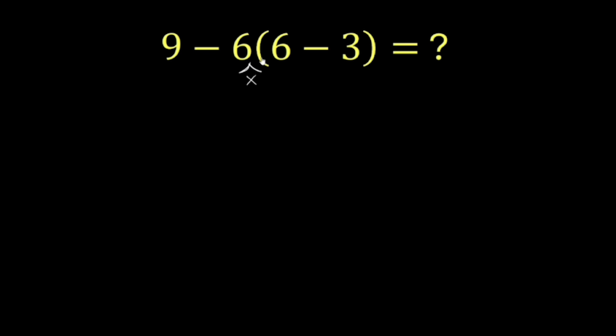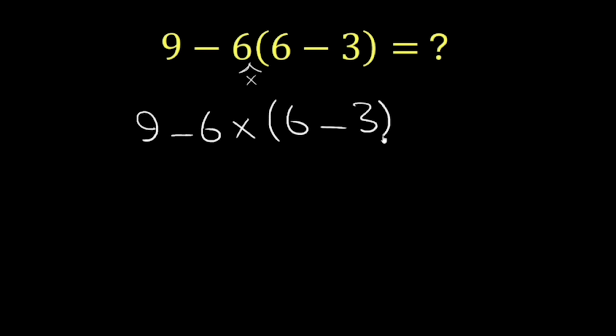In mathematics, when a number is placed next to parentheses, that means this number is multiplied by the expression or the number inside the parentheses. But for simplicity, we don't write the sign of the multiplication. So here, our expression is 9 minus 6 times (6 minus 3).